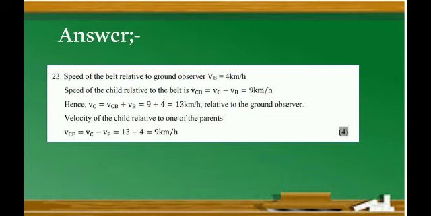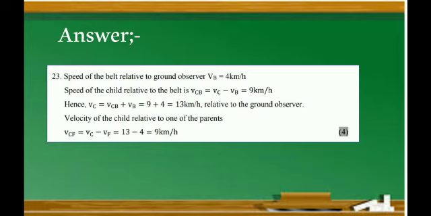Answer is like this: speed of the belt relative to the ground of the observer Vb is equal to 4 km per hour. Speed of the child relative to the belt is Vcb is equal to Vc minus Vb is equal to 9 km per hour. Hence, use the equation Vc is equal to Vcb plus Vb is equal to 9 plus 4 is equal to 13 km per hour relative to the ground of the observer.